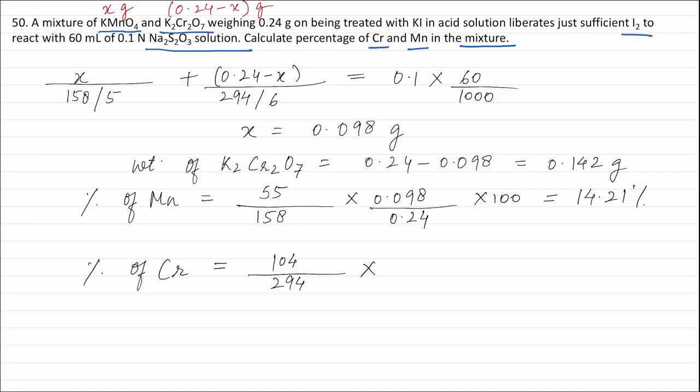Multiplying this by 0.142 grams will give the weight of chromium present in 0.142 grams of K2Cr2O7, and dividing this by 0.24 grams will give the weight of chromium in 0.24 grams of the mixture, and multiplying this by 100 will give the percentage of chromium, which is equal to 20.9%.